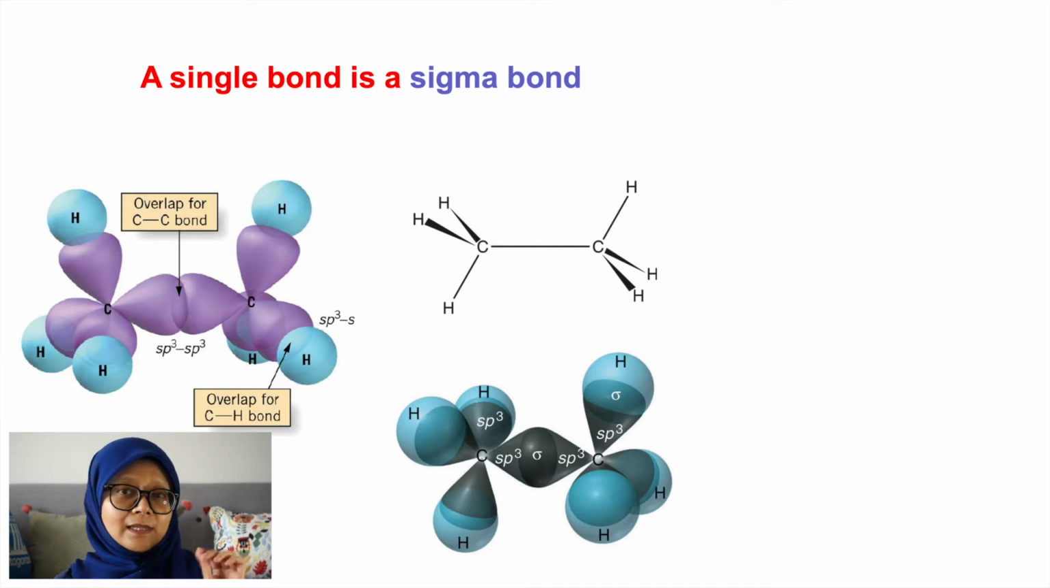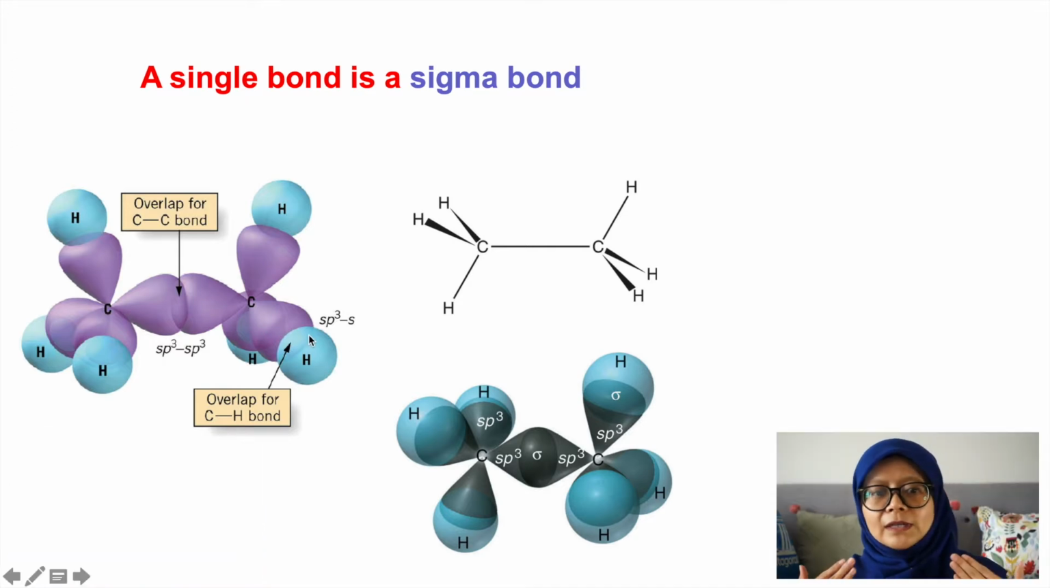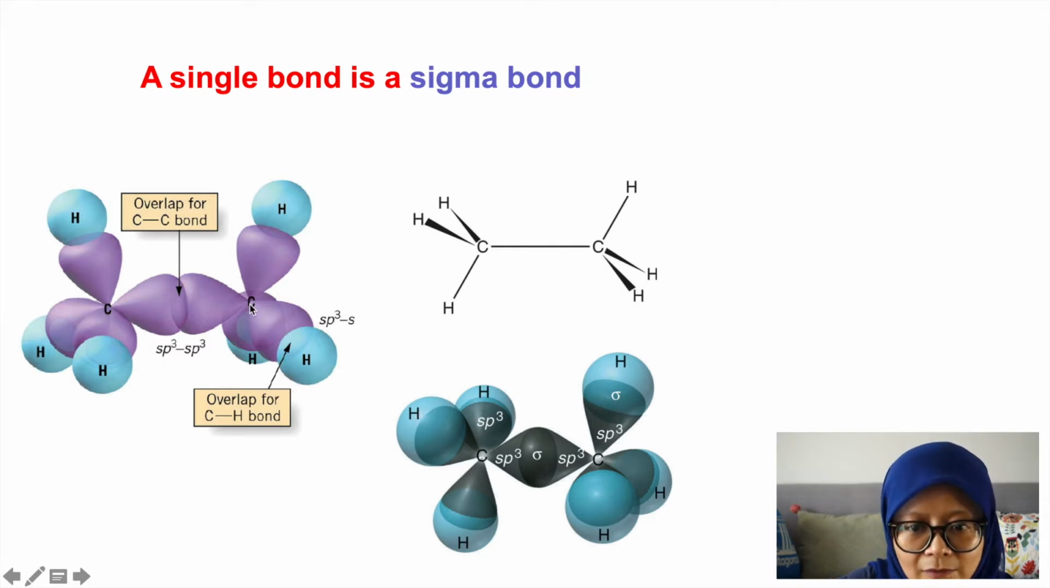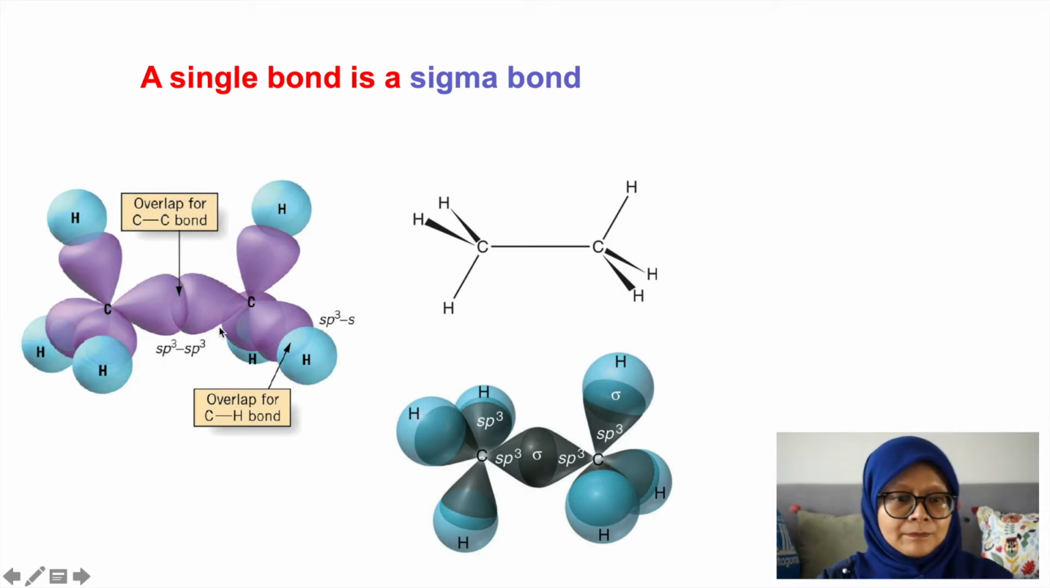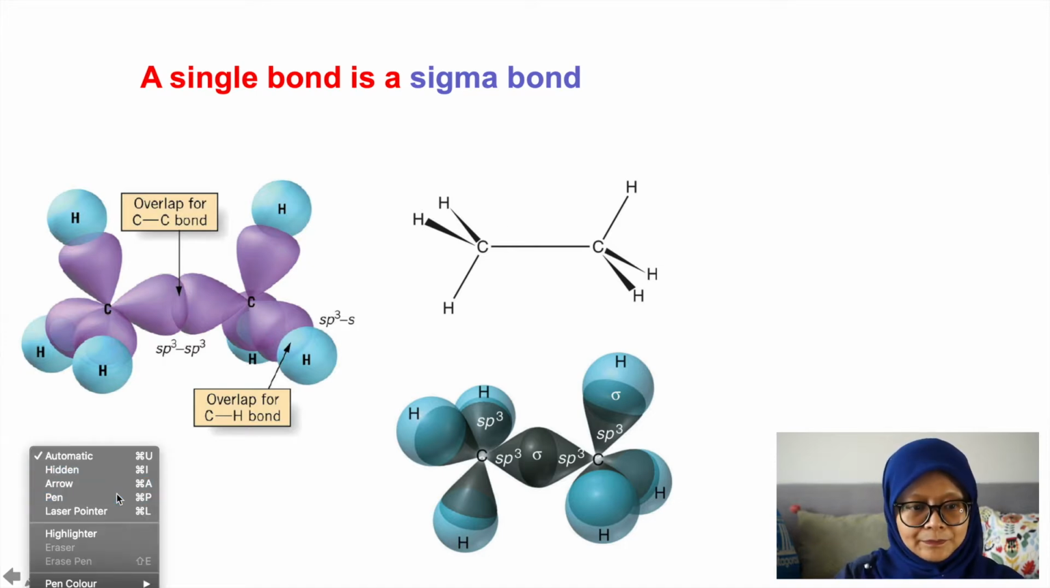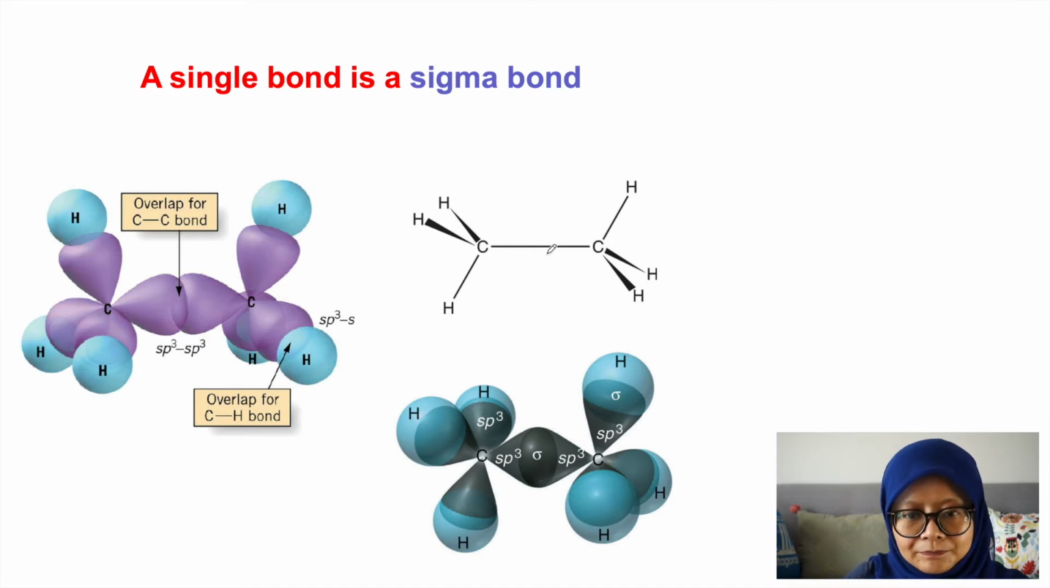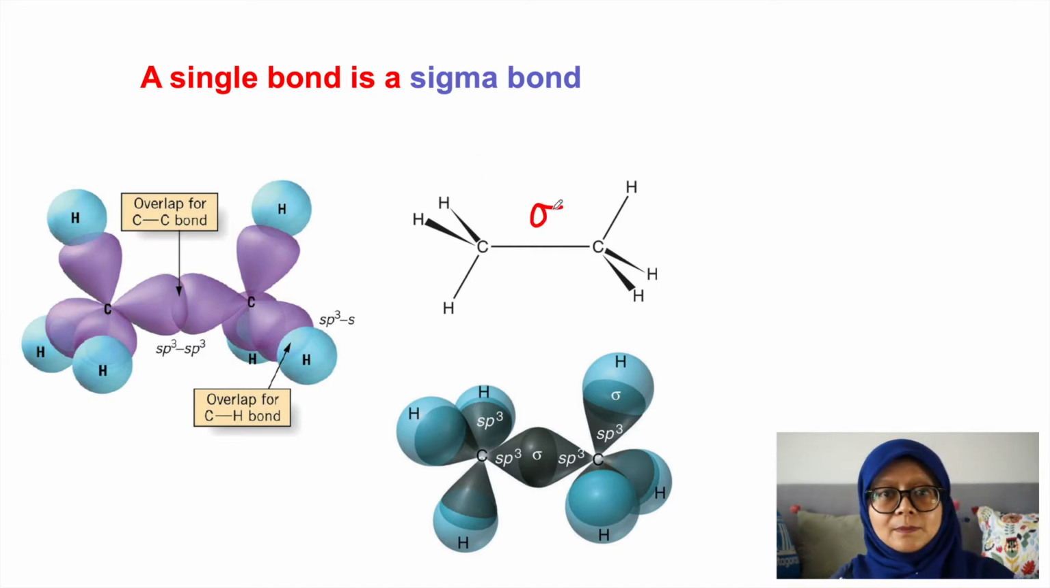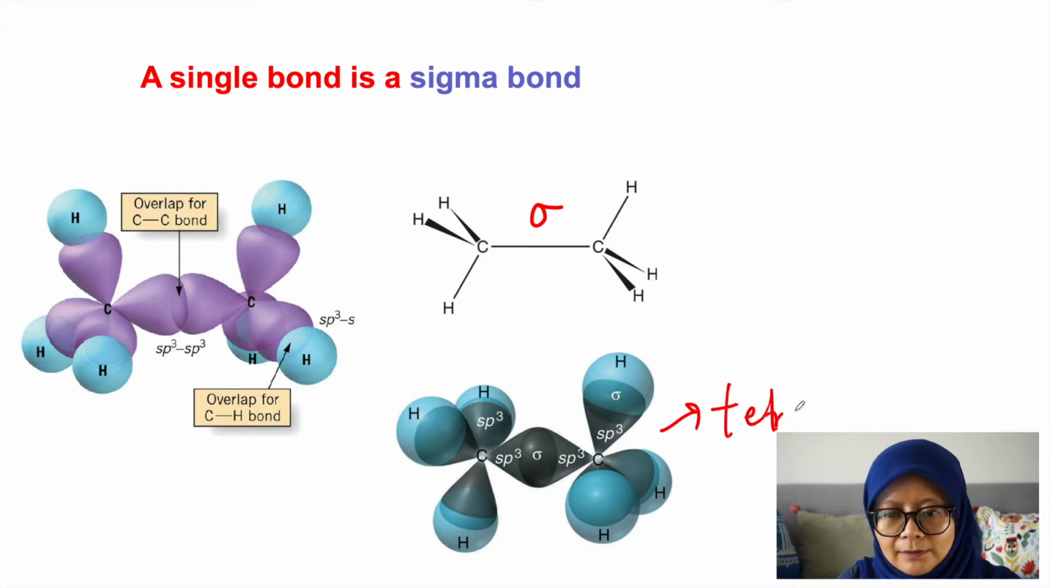It is actually a sigma bond, where we have sideway overlapping between carbon and another carbon here. So this is where we have the C2H6. This overlapping from side to side will form what we call a sigma bond. Okay, this is the sigma bond with sp3 hybridization. So sp3 hybridization will give us the tetrahedral geometry.